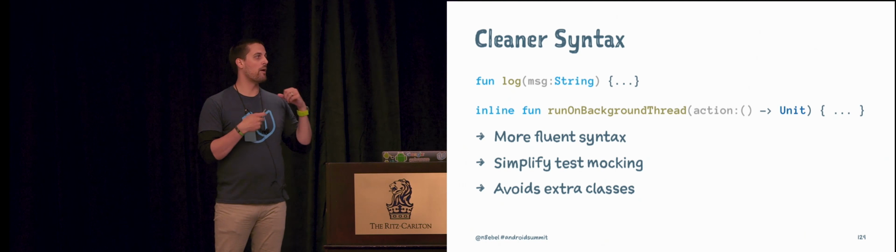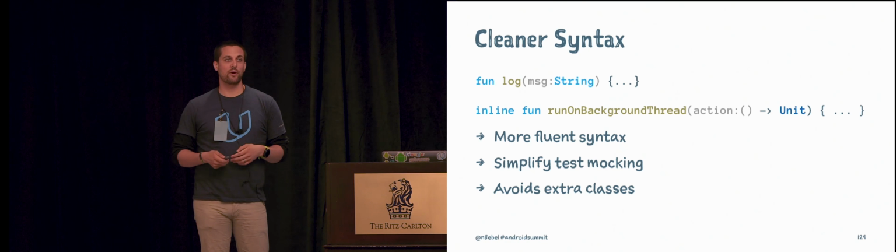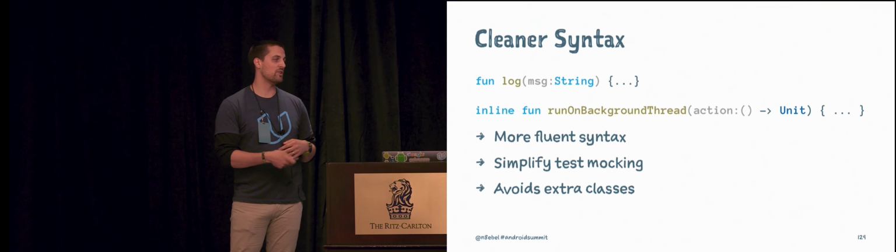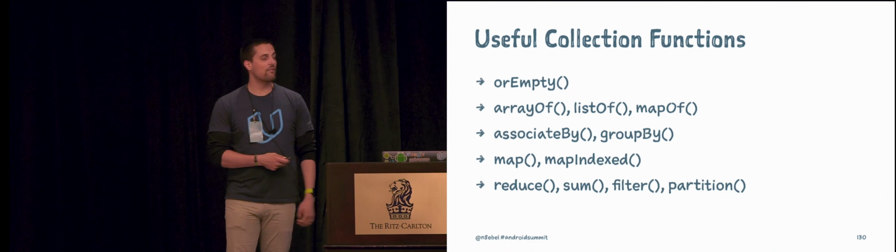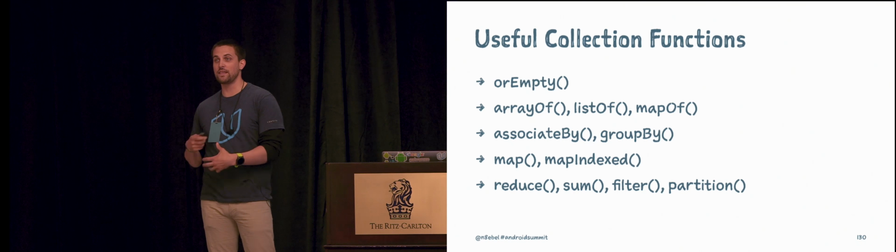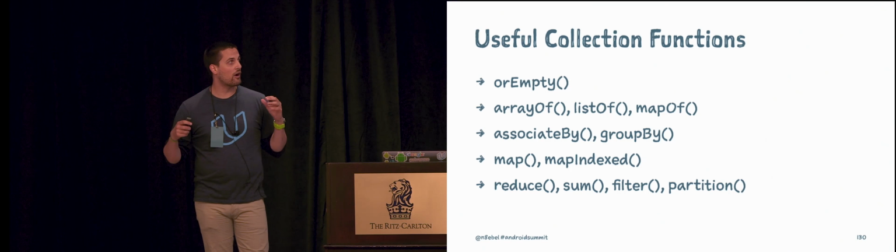This can also simplify testing, for example, if you have this common set of things, and you can change the implementation without necessarily always having to mock out the class, possibly. You can pass in a different function. You can avoid the extra classes, which is nice. And then finally, like I've mentioned, we have a whole set of functions in the standard library that are really awesome.